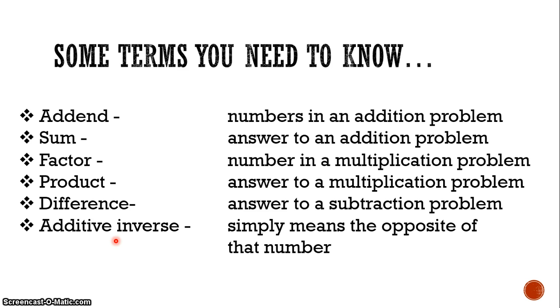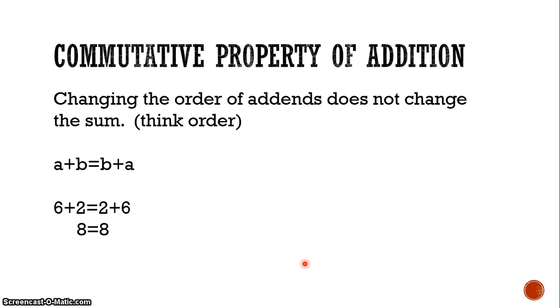And last one is additive inverse. That's just a fancy word that simply means the opposite of that number. So if I give you the number 2, you can say that its additive inverse is negative 2, simply the opposite.